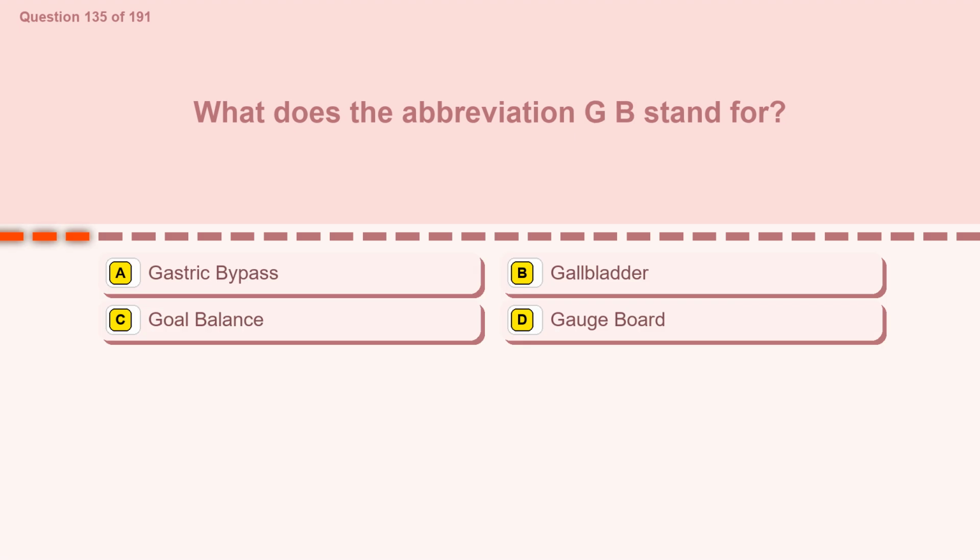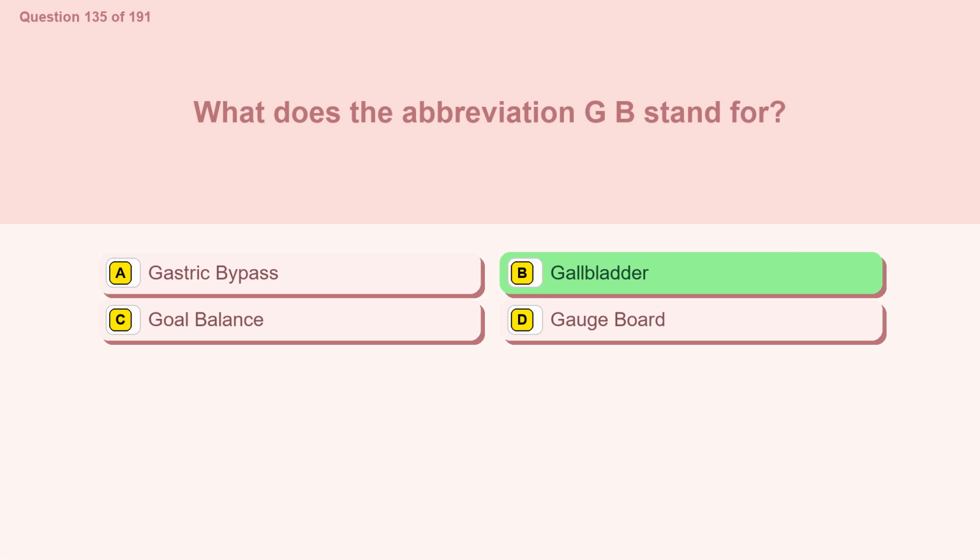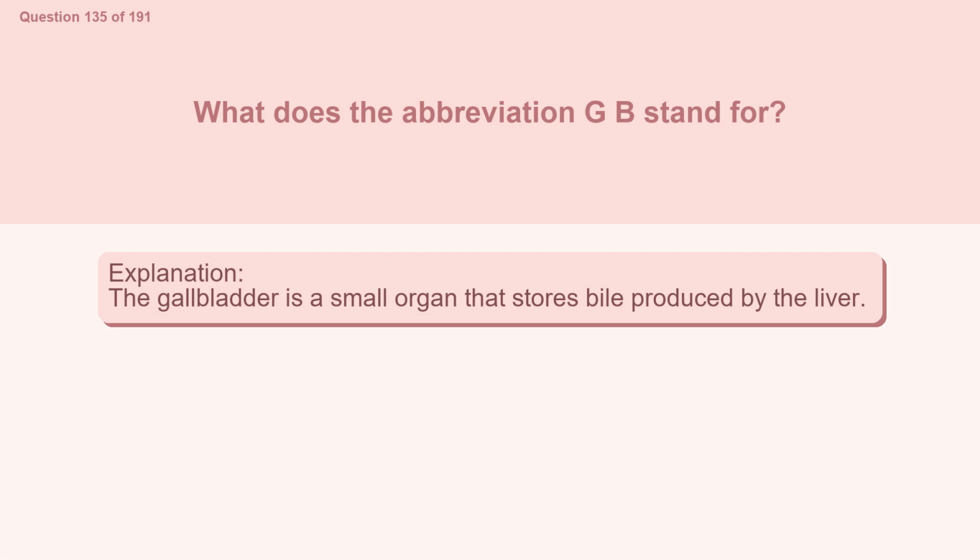Question 135. What does the abbreviation GB stand for? Option A, gastric bypass. Option B, gallbladder. Option C, goal balance. Option D, gauge board. The correct answer is option B, gallbladder. The gallbladder is a small organ that stores bile produced by the liver.